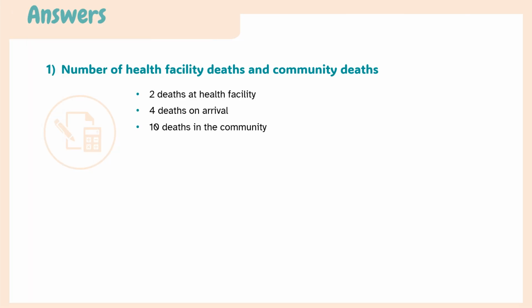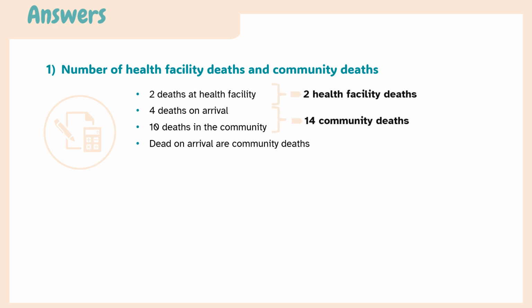Among the 16 cholera deaths, 2 were deaths that occurred at a health facility, 4 were dead on arrival at a health facility, and 10 were deaths in the community. Dead on arrival at a health facility are considered community deaths. Overall, there have been 2 health facility deaths and 14 community deaths.